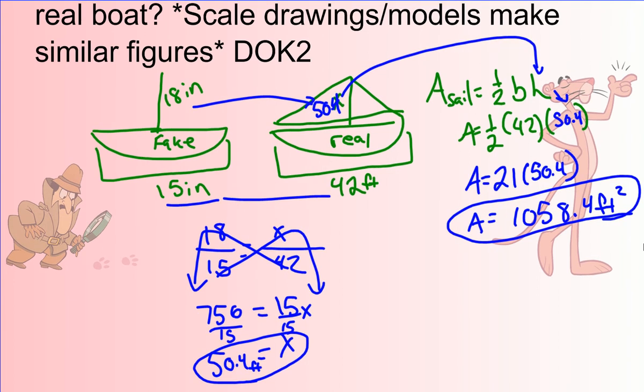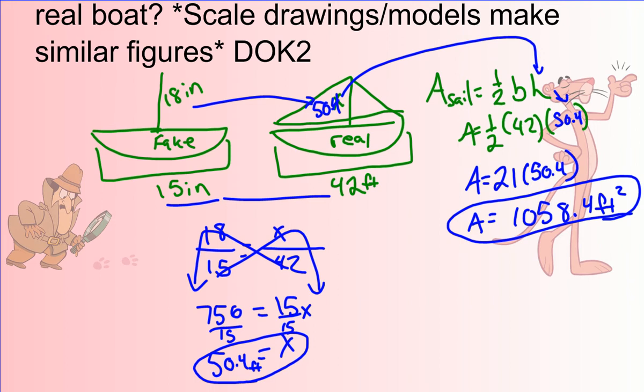We've now found the area of the sail of the real boat using the area formula. We had to find what the height was because it wasn't given in the problem. We found the height because these are similar figures. We used a proportion.